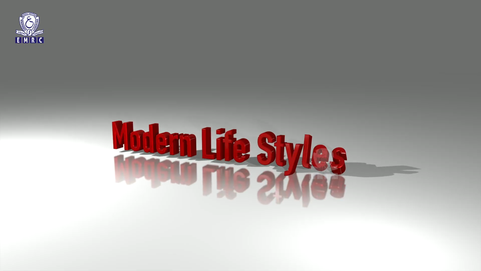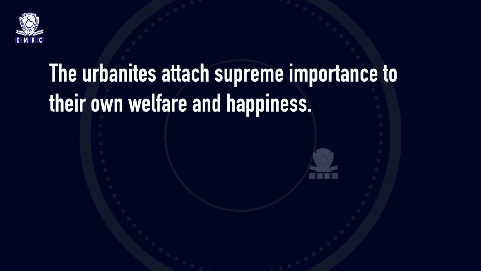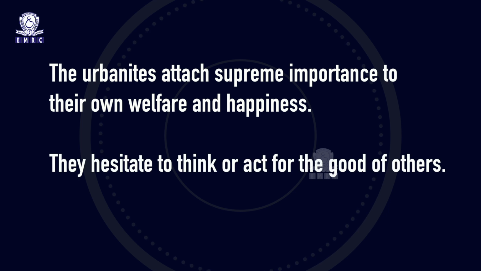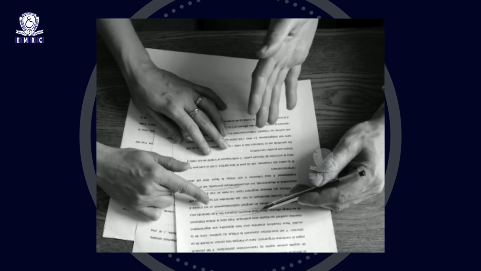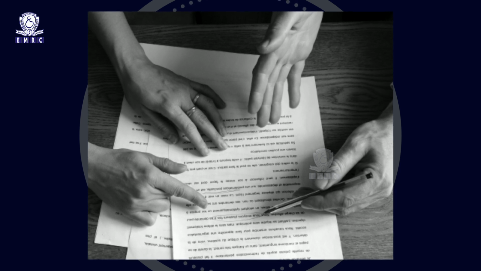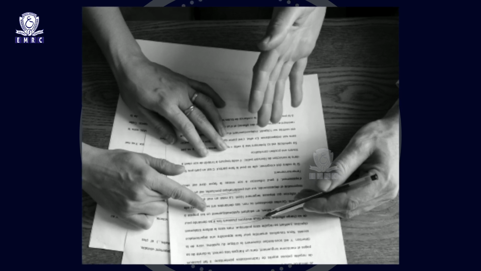Another major feature is a modern lifestyle. Modernity is a state of thought wherein people used to think rationally. That means urban people are inclined to use reason and argument. The urbanites attach supreme importance to their own welfare and happiness. They hesitate to think or act for the good of others. Therefore, their relationship with others is governed for the most part by the consideration of gain or loss. Relationship takes place on a contractual basis. Once the contract is over, human relationship automatically comes to an end.